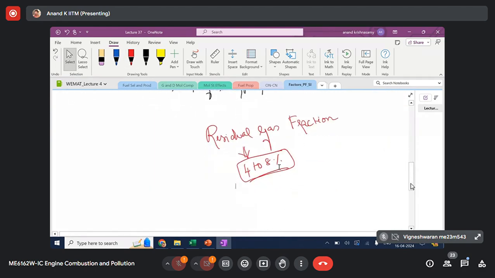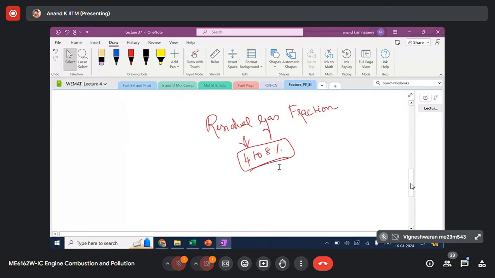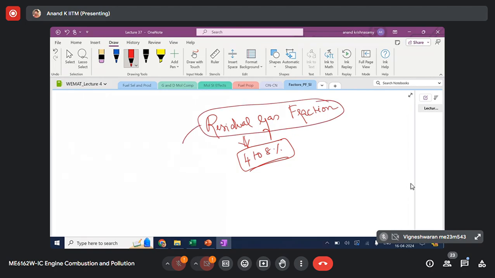Why I have brought it under design variable is you can vary this, meaning you can increase or decrease this, based on two important design variables. One is compression ratio and second one is valve timing. That's why this is listed under design variable. So when the compression ratio is high, the expansion ratio is also high, as I said just now. When expansion ratio is high, the residual gas fraction will come down. This is one effect of compression ratio on the residual gas.